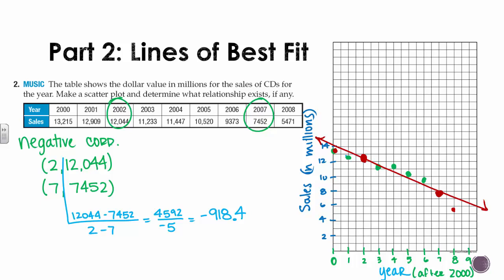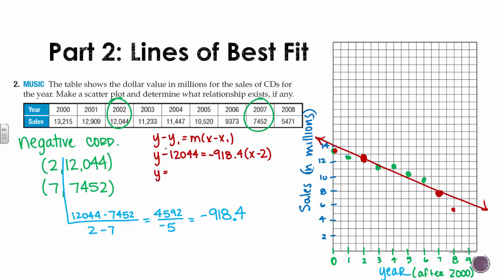Now remember, we need a slope and a y-intercept. So even though this data point goes through here, that's not really where my line went. So we can use point slope form, or we could use y equals mx plus b, whatever you like more. I'm going to use point slope form. These numbers get a little messy, but let's pick the 2002 point. So the y is the 1244. My slope's -918.4. And I'm going to subtract 2 there.